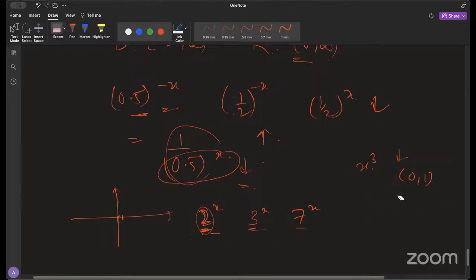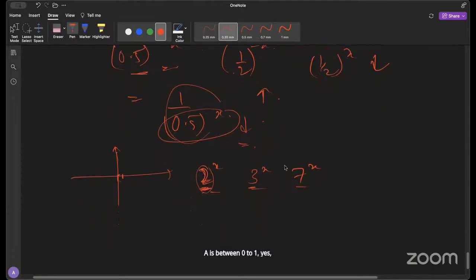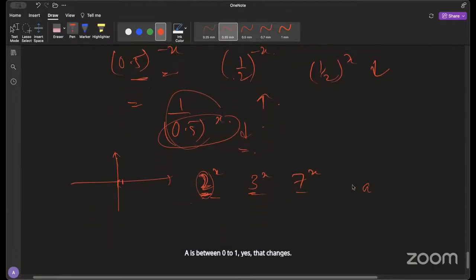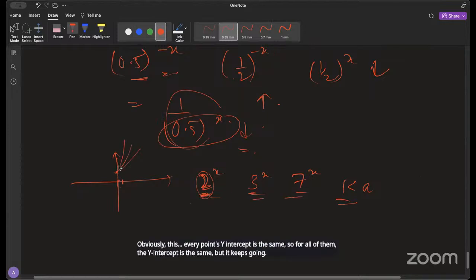If you're talking about the A thing, if A is between 0 and 1, yes, that changes. We're talking about A greater than 1 for now. If you take A to be less than 1, then things will change. So it remains here. Obviously, every point's y-intercept is the same. So for all of them, the y-intercept is the same, but it keeps going.